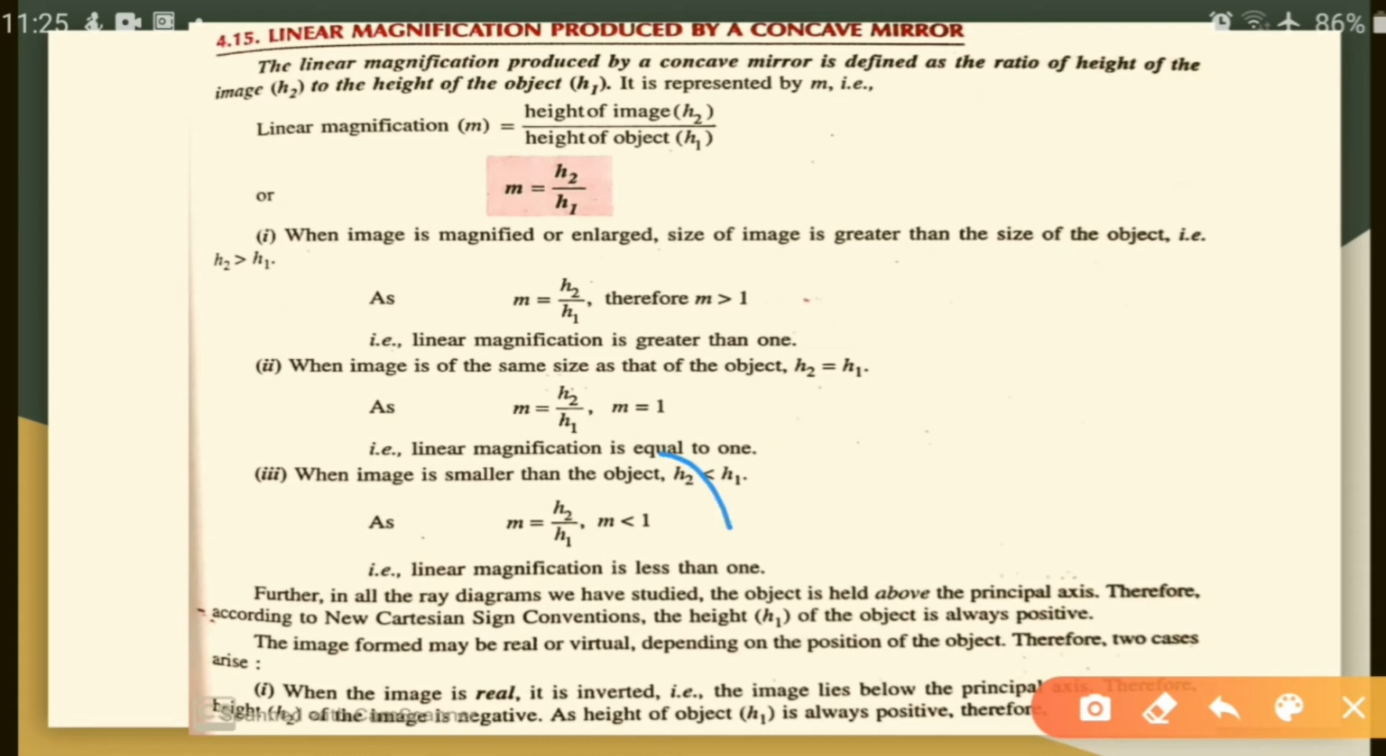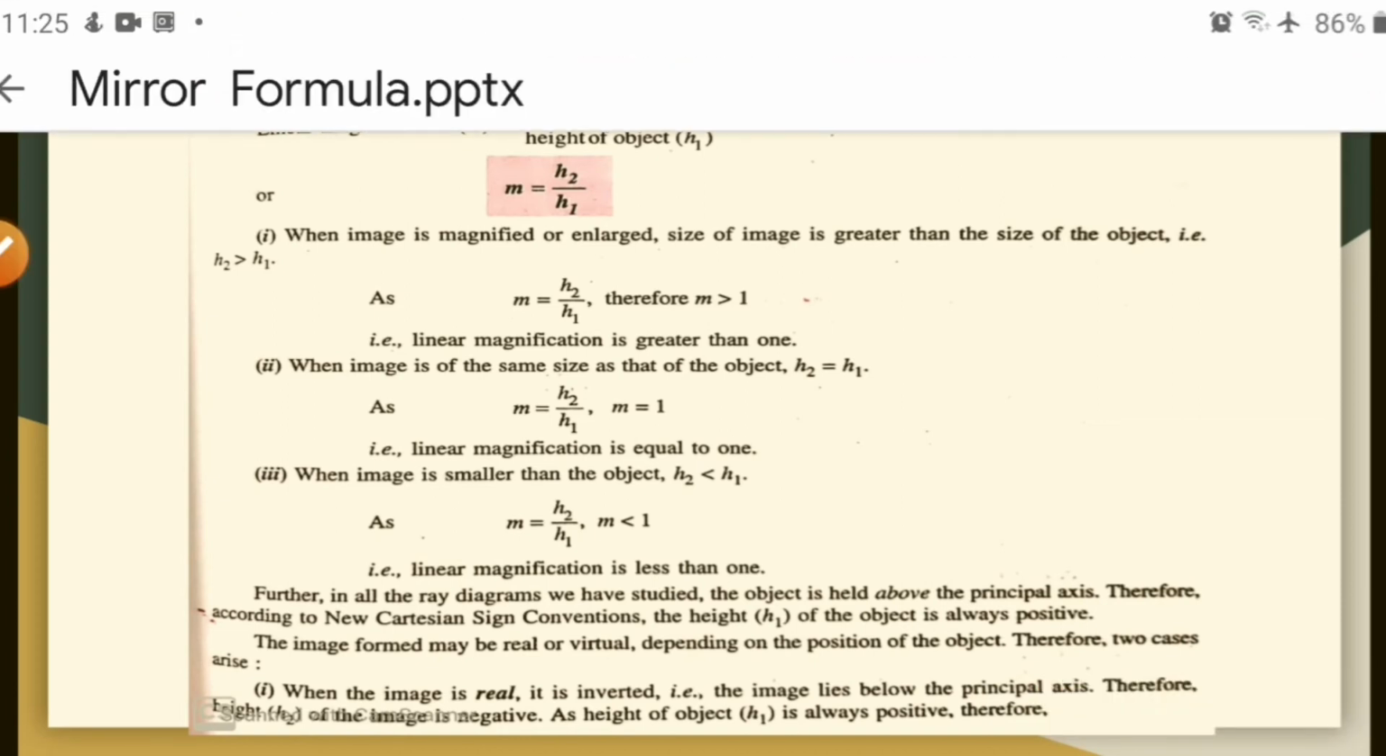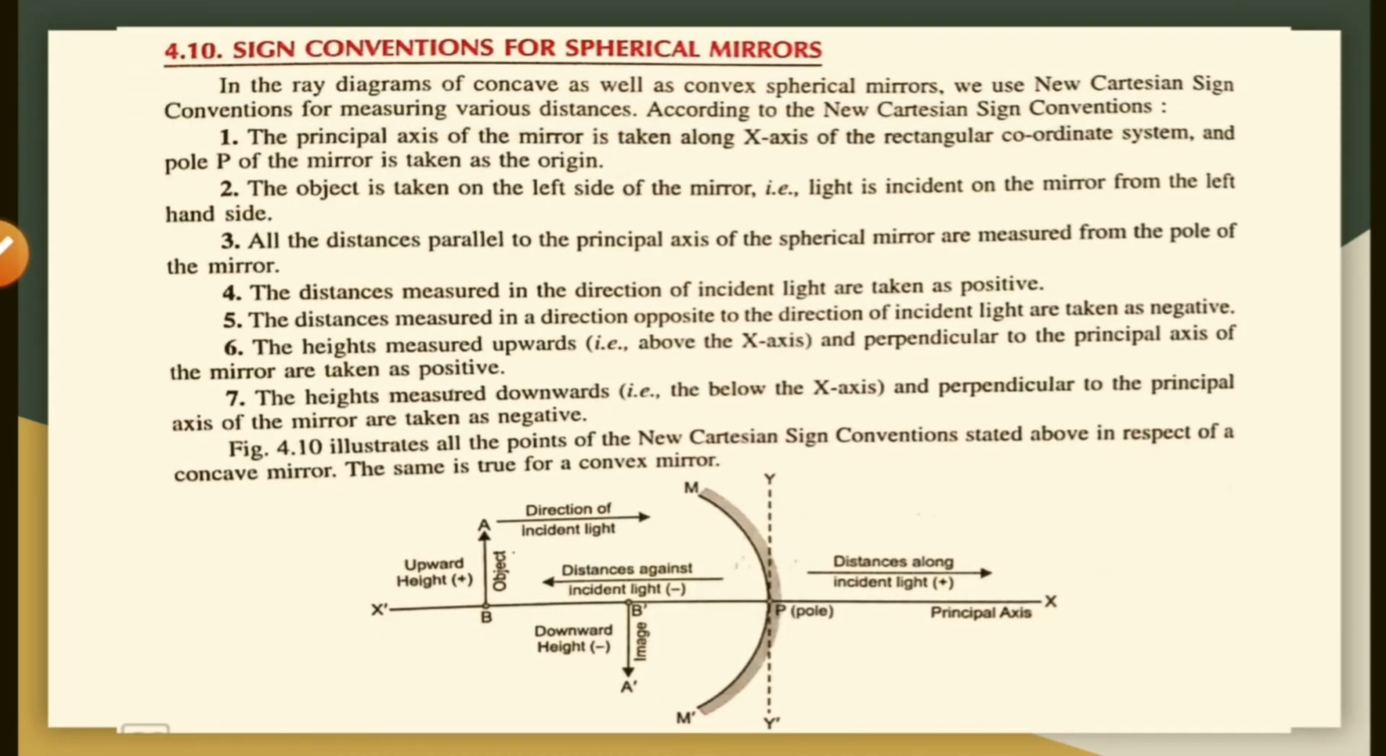Now look at this ratio. If m is less than 1, it means h2 is less than h1, meaning a shorter or diminished image is formed. In this case, the size or height of the image will be less than the height or size of the object. Okay. So this is the meaning of m greater than 1, m equal to 1 and m less than 1.